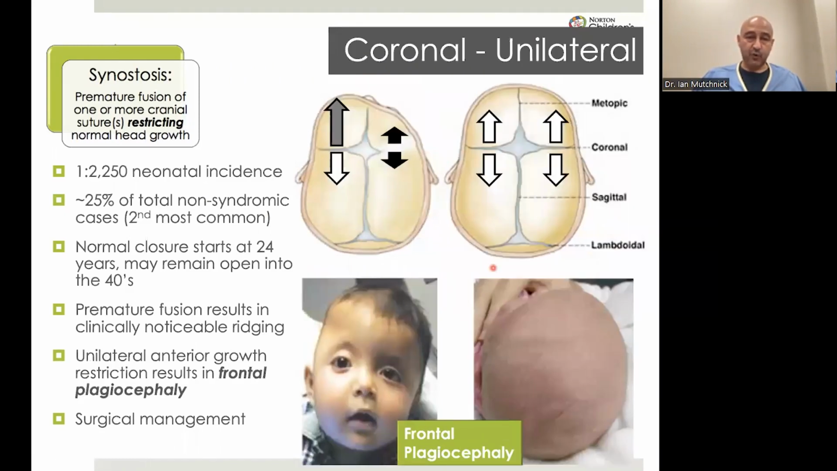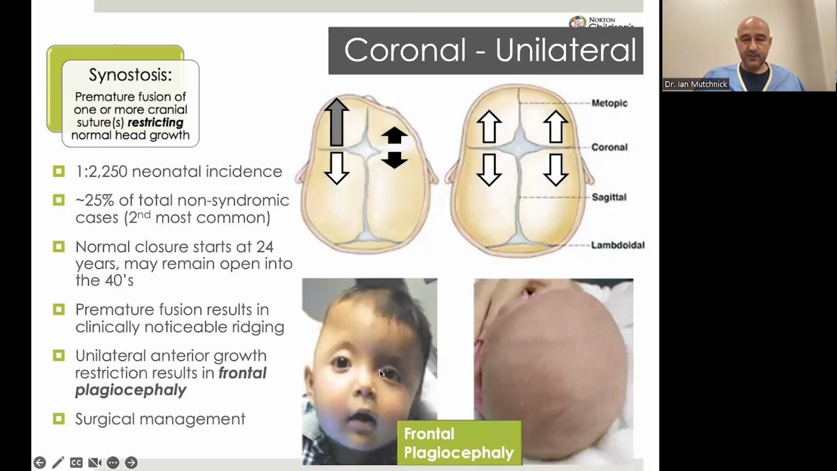A unilateral coronal synostosis is about 25% of non-syndromic cases. 1 in 2,250 neonates have this. It's similar to the sagittal suture in that it starts to close in your 20s, but may remain open to the 40s. You can see here, here's normal, allowing front to back growth on both sides of the head. But when you have a synostosis, it restricts growth and there's compensatory growth on the other side. You get this frontal bossing.